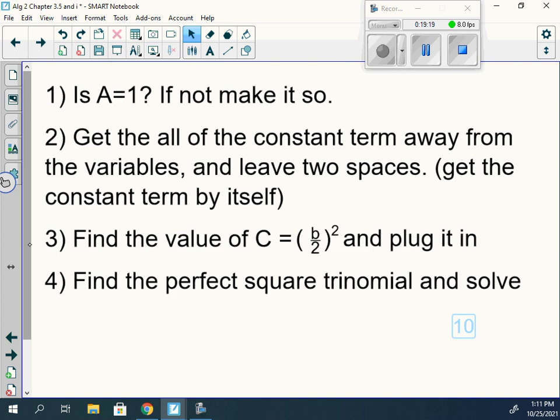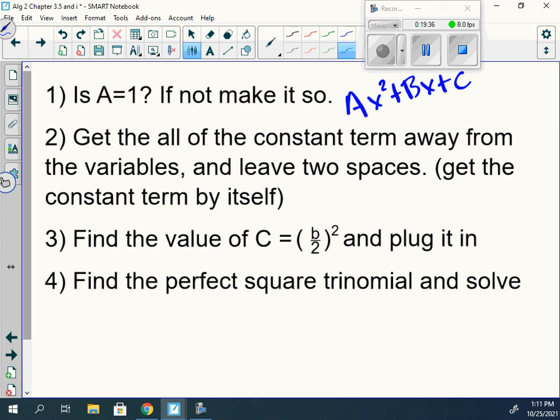Now, completing the square has 4 main steps to it. The first main step is a equal to 1. If not, make it so. We need to make a 1, and that's really talking about ax squared plus bx plus c. We're talking about the term in front of x squared. Is it 1? If not, we've got to make it be 1.